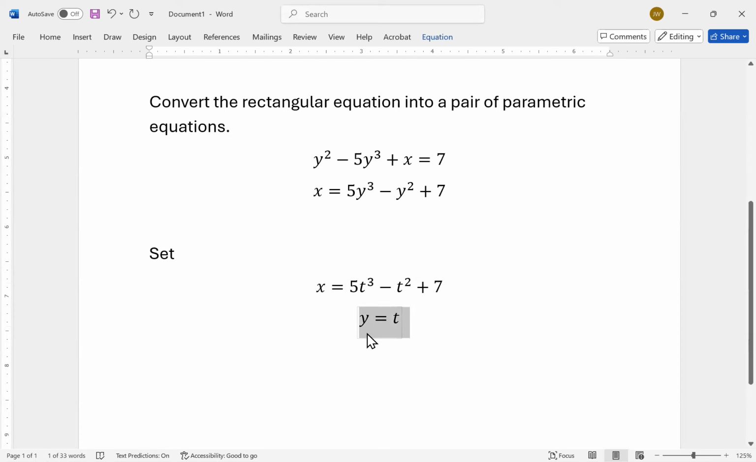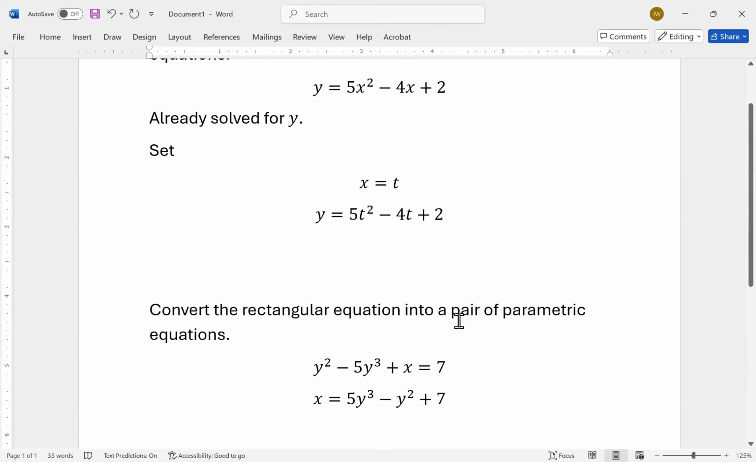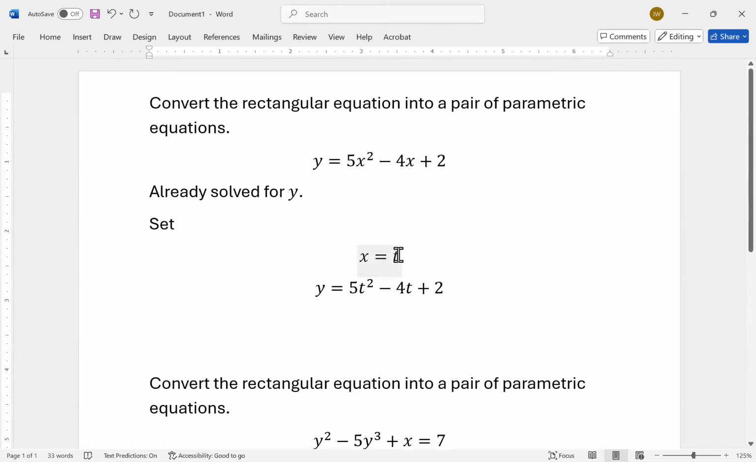I let one variable equal the t value. In this case, it was easier to let y equals t. In the previous case, it was easier to let x equals t.